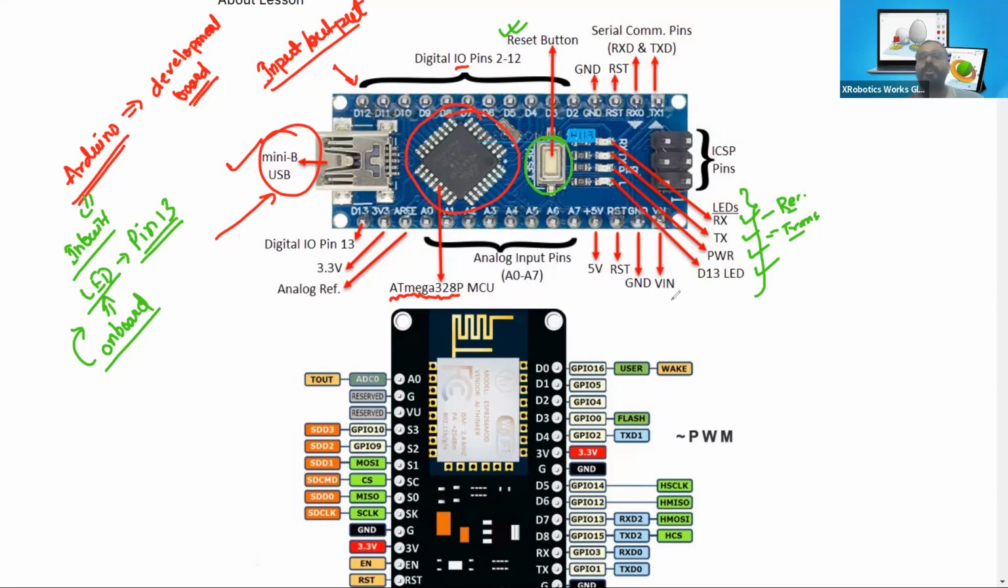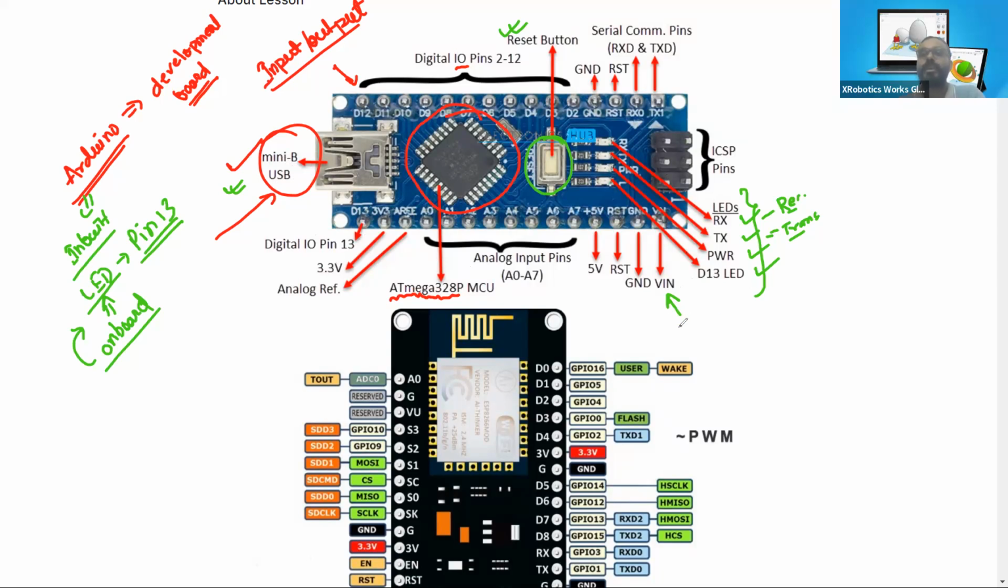Other places, such as the VIN pin. We have a VIN pin here to provide power separately, apart from the mini USB port. Whenever we connect the board directly to our computer, the board gets power from the mini B USB type port. But after completing our programming, when we have to give power to our board, we will use the VIN pin.